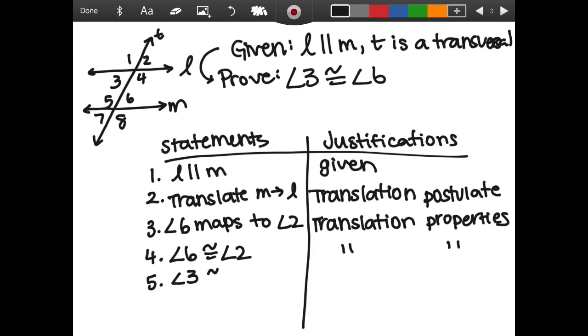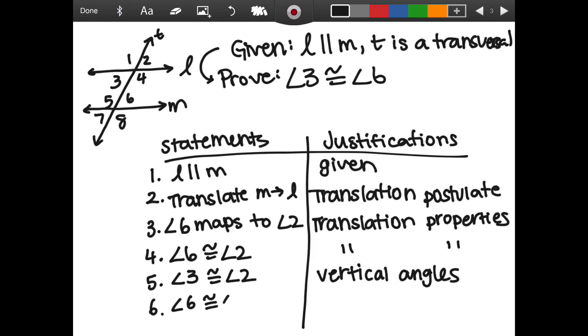Statement number 5 is I know that angle 3 is congruent to angle 2 because they're vertical angles. That's a previously proven thing that we have talked about. And so statement number 6 is that angle 6 is congruent to angle 3, or angle 3 is congruent to angle 6, because of the transitive property. Because I know 6 is congruent to 2 and 2 is congruent to 3, that means 6 is congruent to 3. So that's my proof.